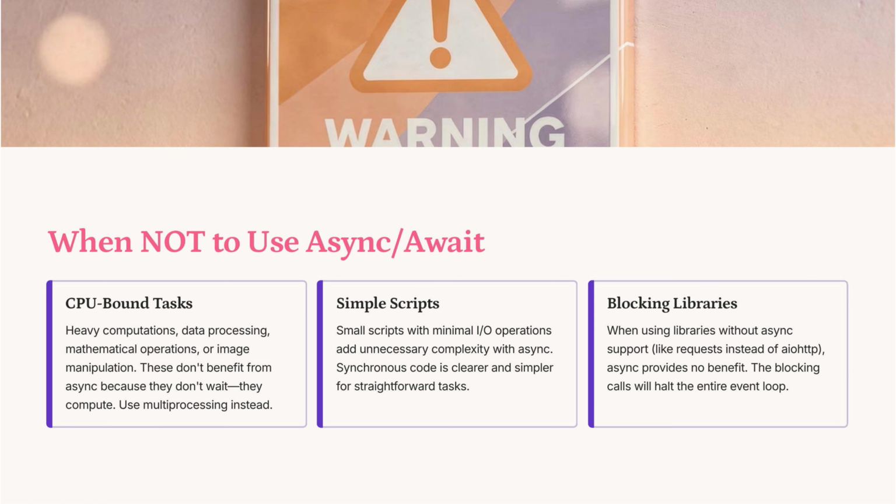Avoid async/await for CPU-bound tasks like heavy computations or image manipulation. They require multiprocessing. Simple scripts with minimal input, output don't need async complexity. Also, if using blocking libraries without async support, such as requests instead of aiohttp, async won't help as blocking calls will pause the event loop.